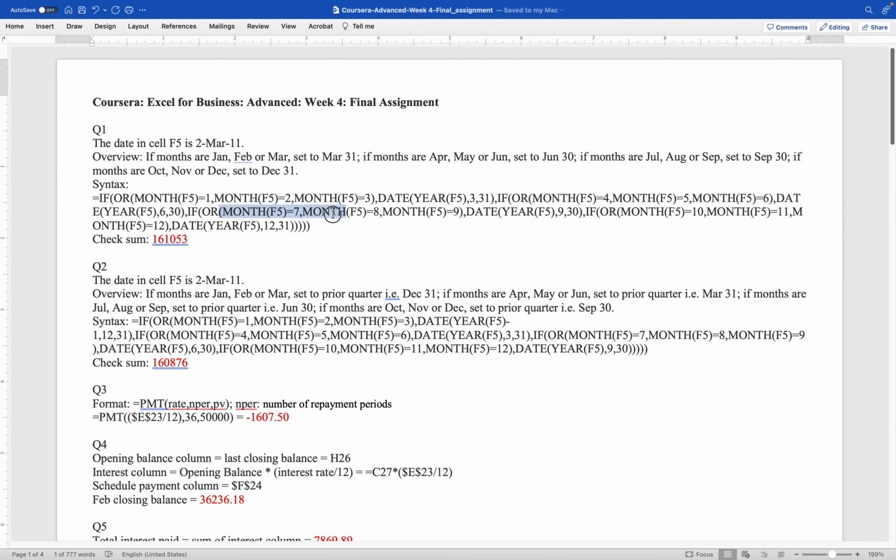If our months are 7, 8, or 9, for July, August, or September, we'll set our date to the year in the cell and the end of the quarter, September 30. And finally, if our months are 10, 11, or 12 for October, November, or December, we'll set our date to the year in the cell and the end of the quarter, December 31st. So we can copy this into Excel.